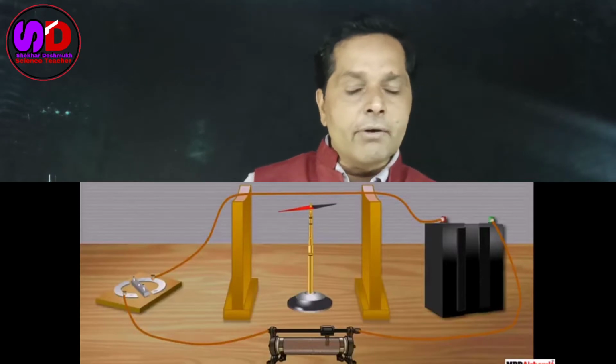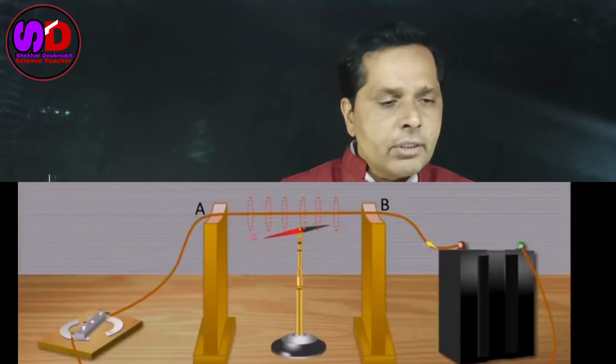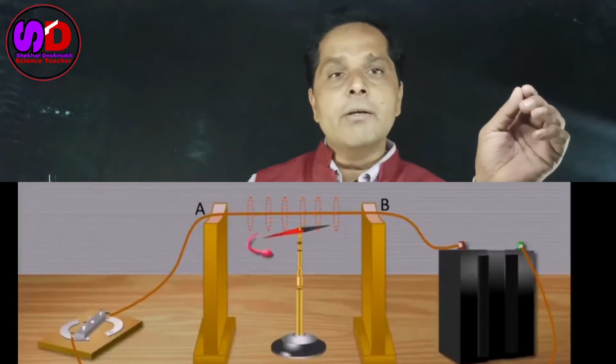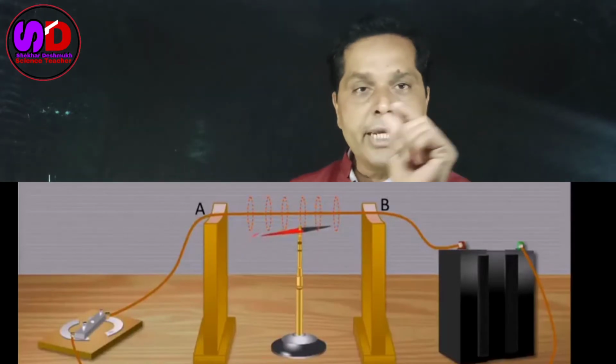As soon as we close the key, you can see in this video, the current starts flowing through the conductor, through the thick copper wire, and you can easily see the deflection in the magnetic needle. So why is the deflection there? Let us understand this phenomenon with the help of the circuit diagrams given in the book.